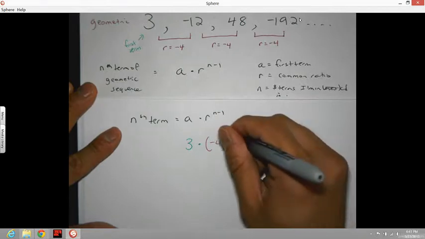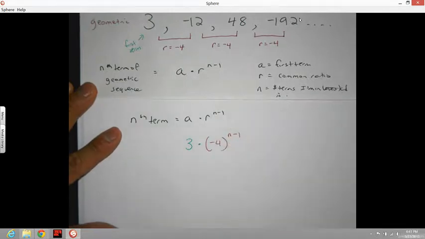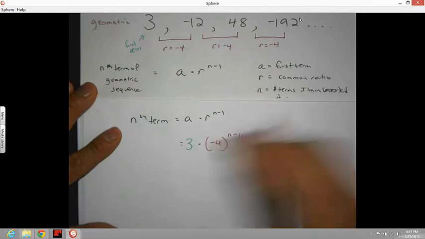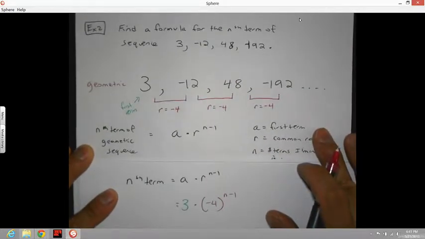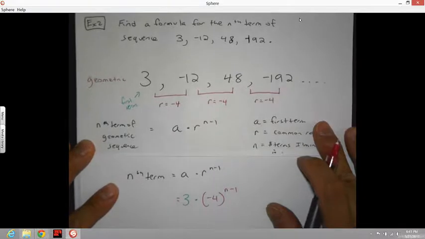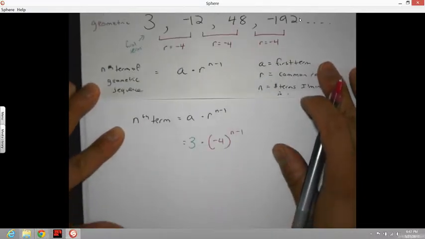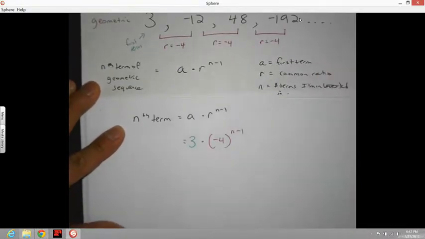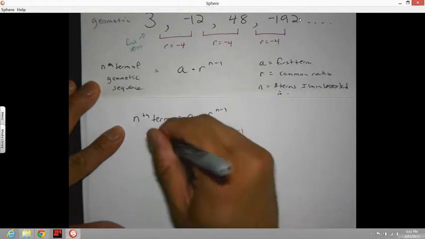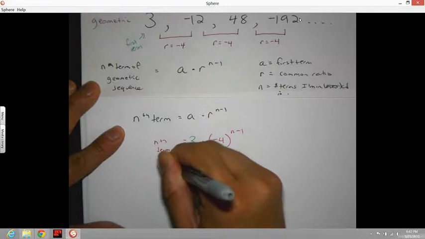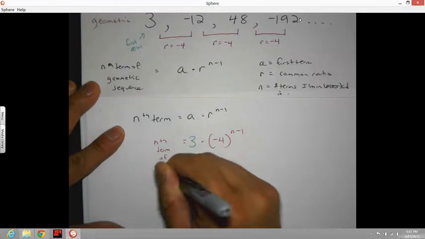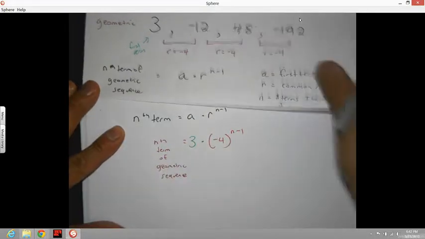Do I know my n? Do I? Let's reread the question. It says find a formula for the nth term. They didn't give us the n. And in fact, sometimes this is how math is. We just want a generic formula for what we got. So in actuality then, this is my answer. Nth term of the geometric sequence. Okay? So that's what that is right there.